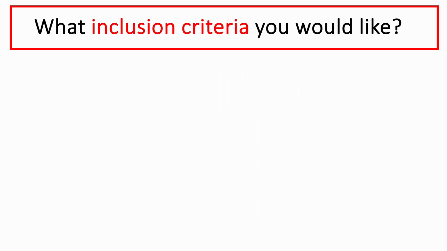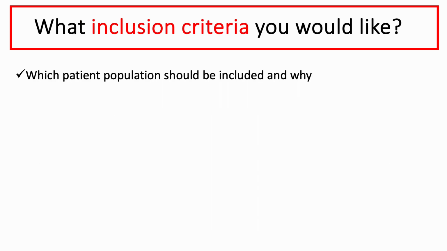Next, discuss the inclusion criteria. Which patient population should be included and why? Ask your audience, and discuss whether these inclusion criteria can actually increase the internal validity of the study, and whether the audience thinks that these inclusion criteria are actually appropriate to the research question.